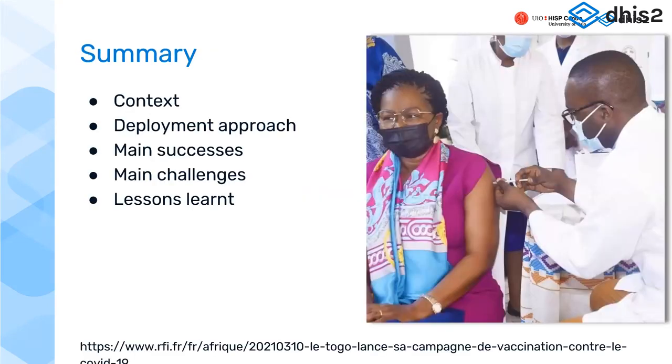Okay, great. So I'm going to talk about the Togo experience. Here in the picture, you can see our prime minister getting the vaccine. We have an article just down there talking about Togo initiating the vaccination campaign. So we're going to talk about the context, the deployment approach, the main successes, the challenges and the lessons learned, okay?